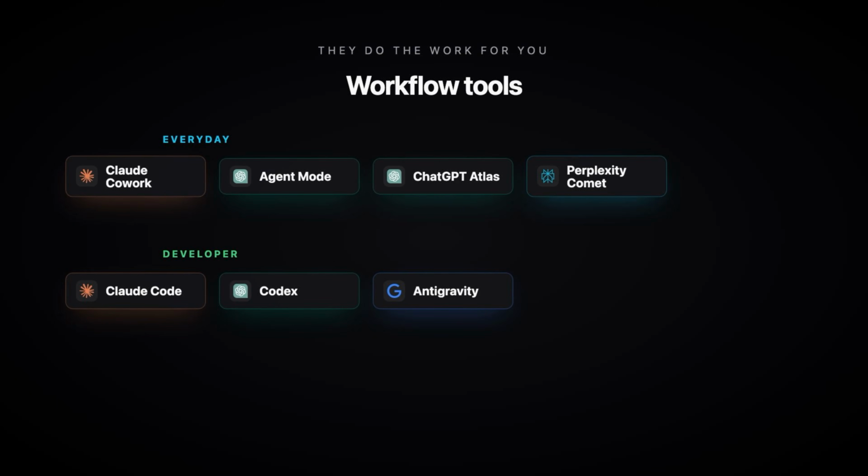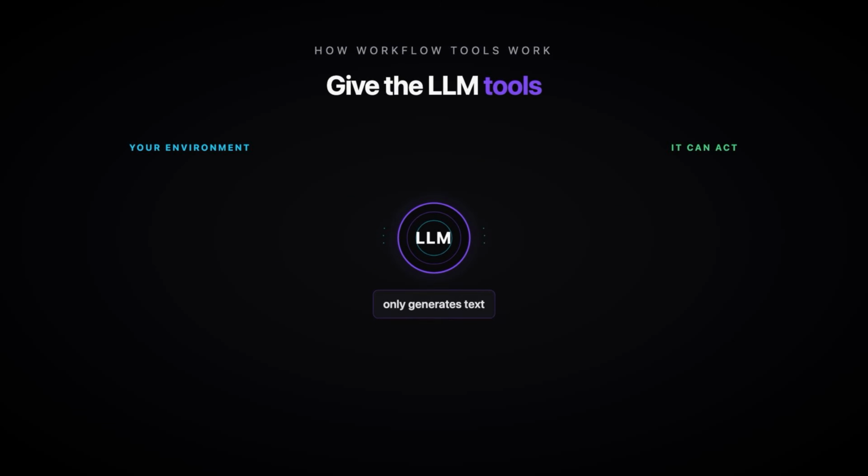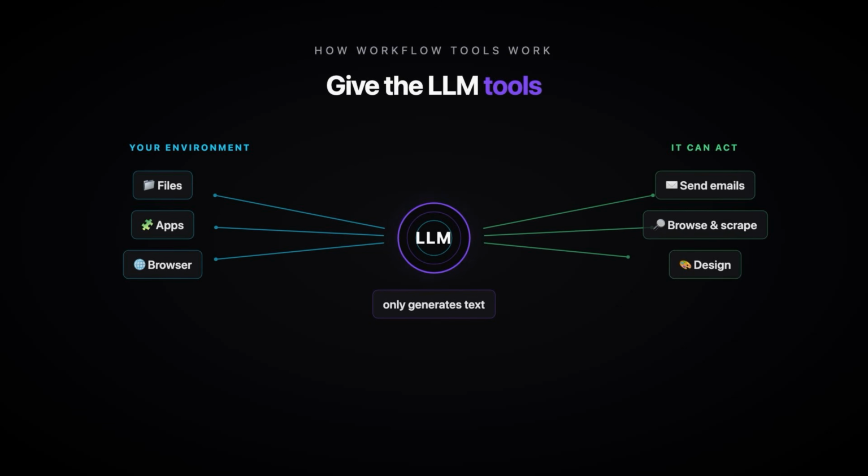You've heard of Claude Cowork, ChatGPT Agent Mode, ChatGPT Atlas, Perplexity Computer, and on the developer side, Claude Code, Codex, Antigravity, all of these tools. Here's an easy way to think about workflow tools. An LLM on its own is only useful in generating text. So to make them really effective, you give them tools from your actual work environment. Your files, your apps, your browser, so the AI can do stuff for you, like sending emails, browsing the web, calling and using the scraper or design tools, and not just talk about it.